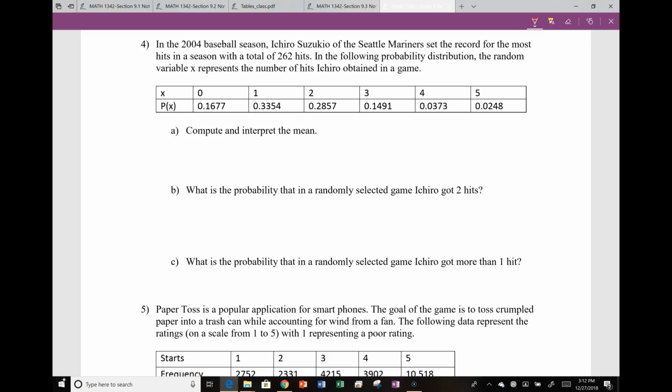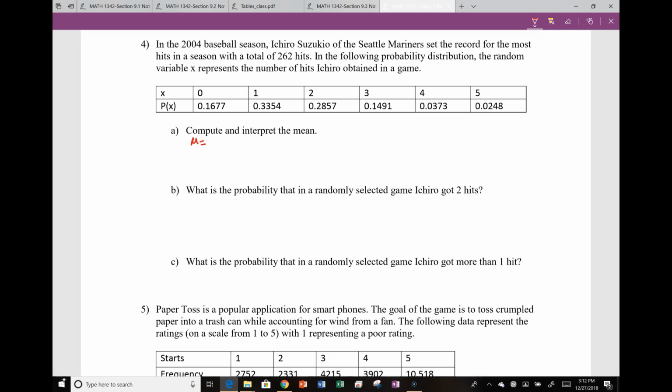So maybe he only got 1 hit in a game, or 0 hits in a game, 2 hits, 3 hits. Of his 262 hits, these were the probabilities of him getting a certain hit. So part A wants us to compute and interpret the mean. So the first thing that we need to do is compute the mean.